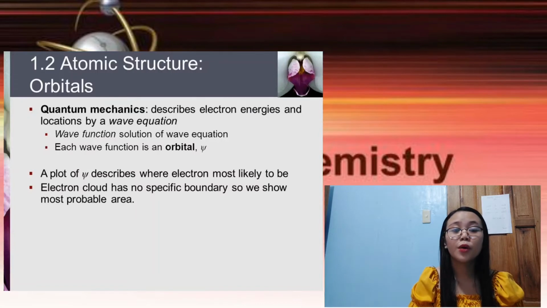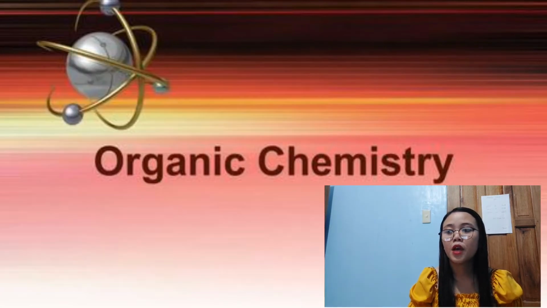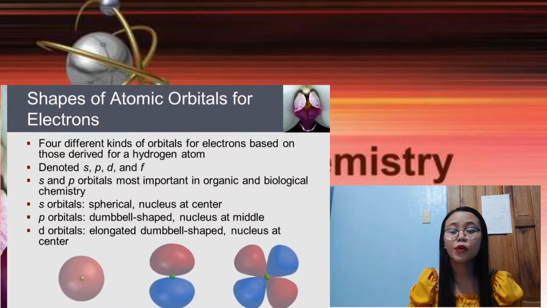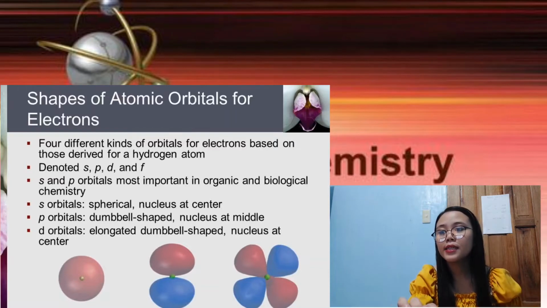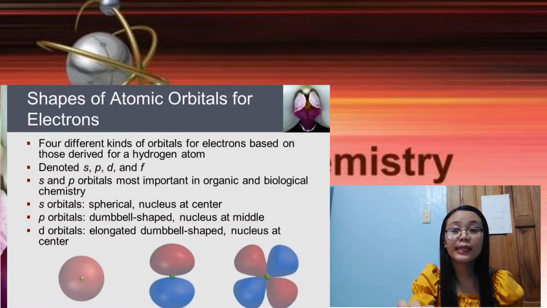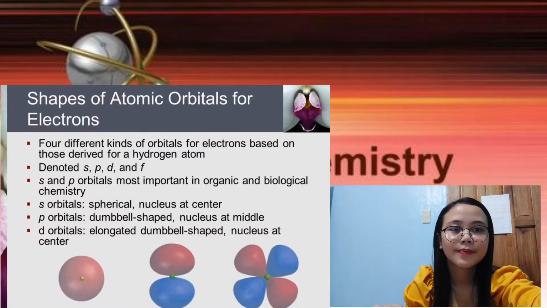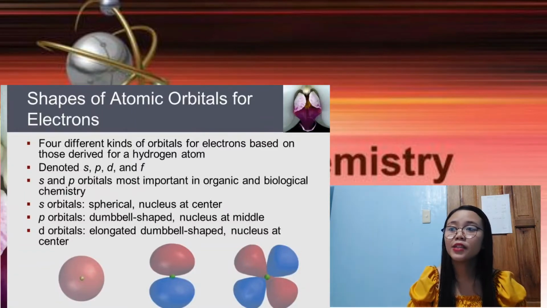Okay, the shapes of atomic orbitals for electrons. There are 4 different kinds of orbitals for electrons, based on those derived for a hydrogen atom, denoted s, p, d, and f. The s and p orbitals are most important in organic and biological chemistry. The s orbital is spherical, with the nucleus at the center. The p orbitals are dumbbell-shaped, with the nucleus at the middle. And the d orbitals are elongated dumbbell-shaped, with the nucleus at the center.